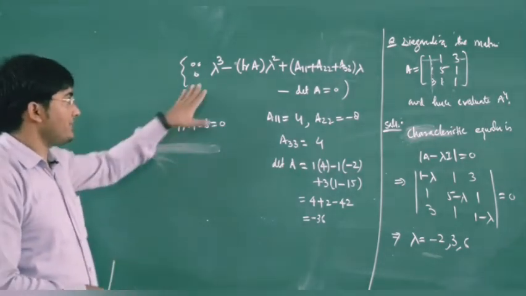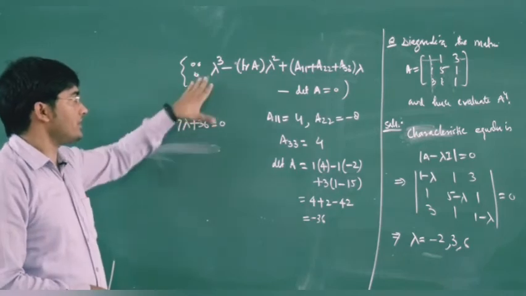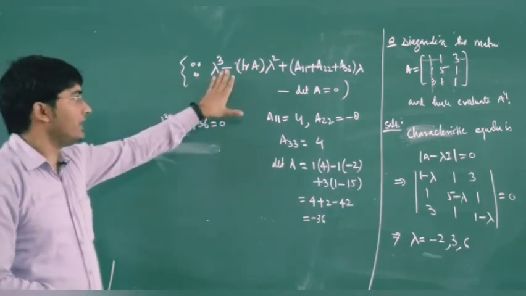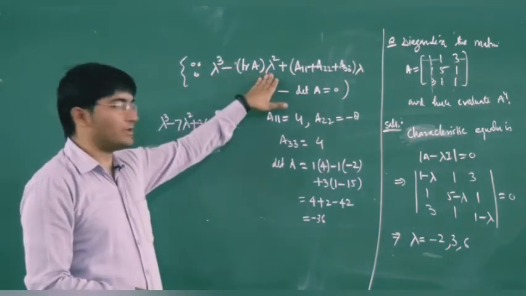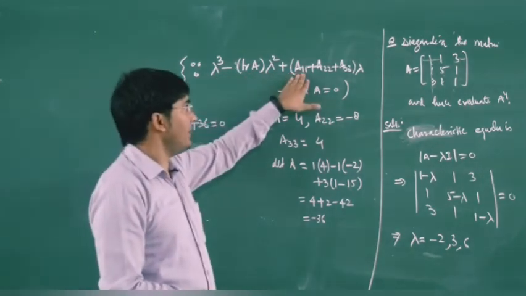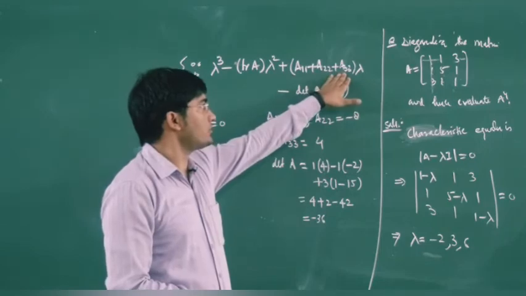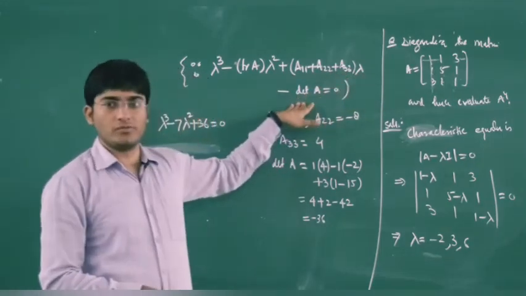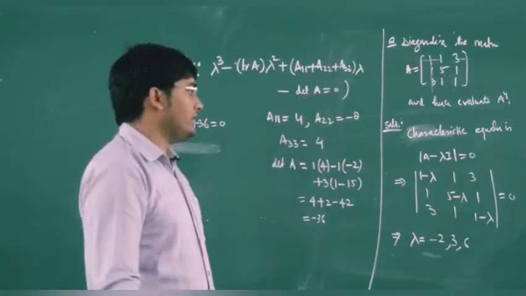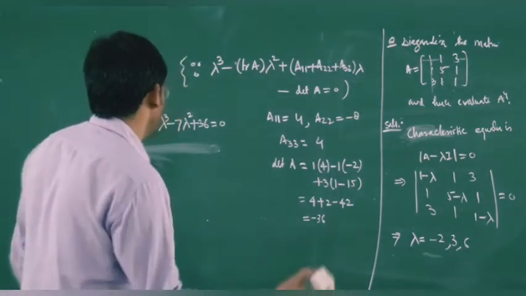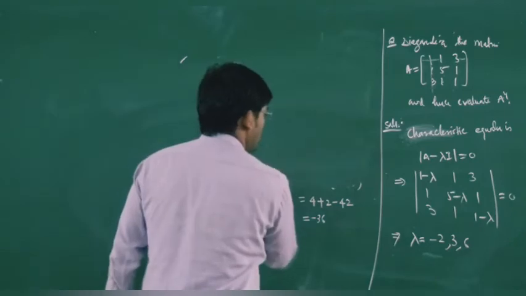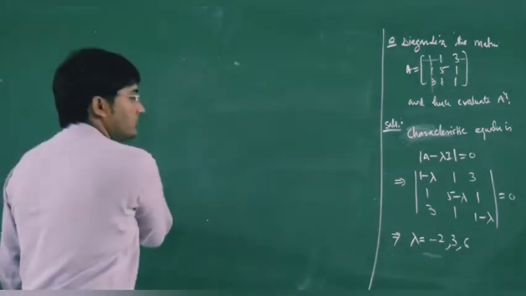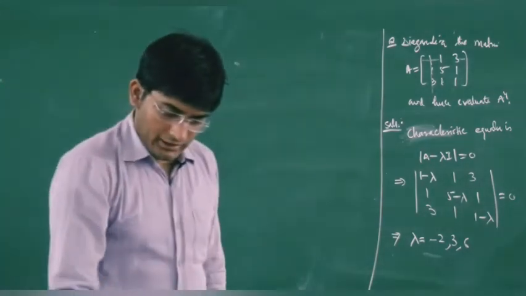So you can obtain the characteristic equation directly with the help of this formula, which is lambda cube minus trace of A into lambda square plus the sum of minors a11, a22, a33 into lambda, then minus determinant of A equal to 0. So with the help of this we can have the roots of the characteristic equation. Now in this case, our roots of the characteristic equation are minus 2, 3 and 6.